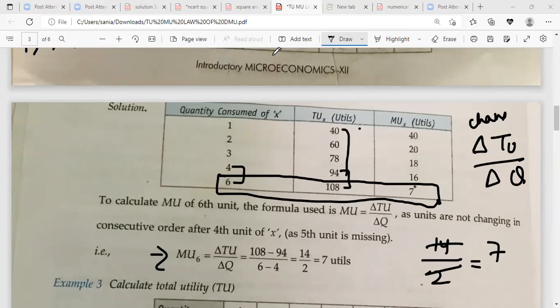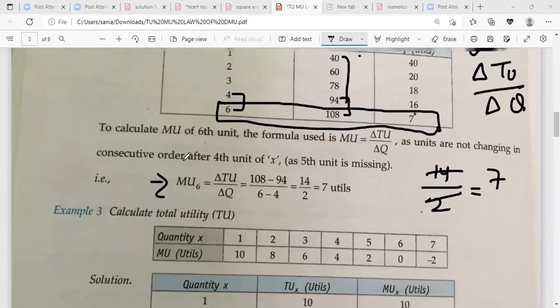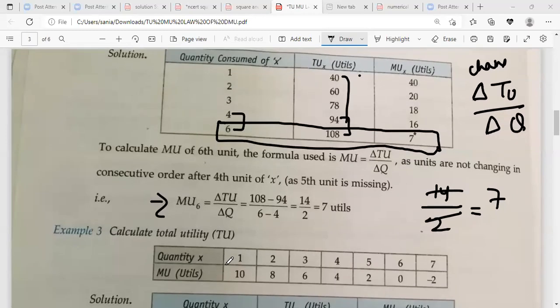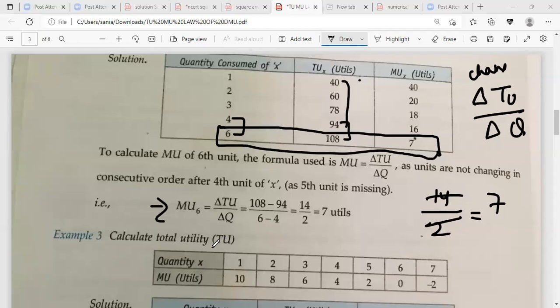Teacher, I'm done. Okay, good. Now over here, again you have to find TU. So it is inverse. Can you find the TU? Delta TU, MU1, Delta Q? So I can't, basically. Why? Can you show me one?